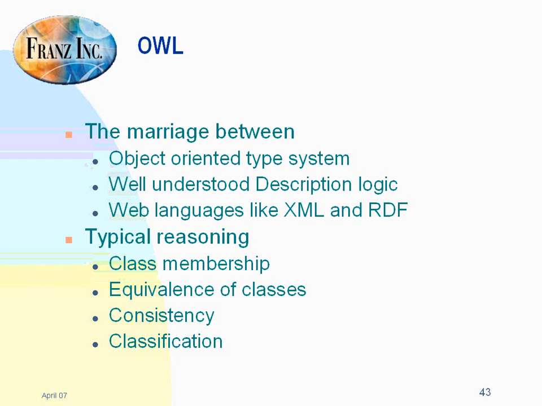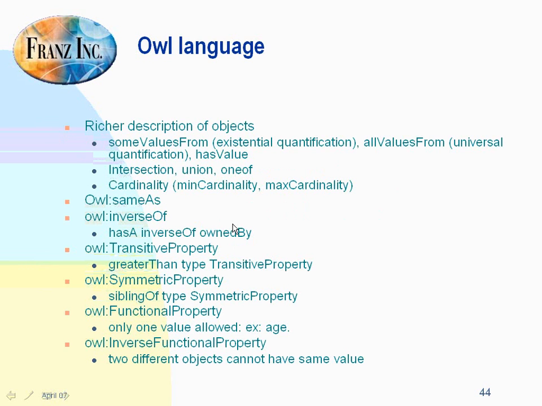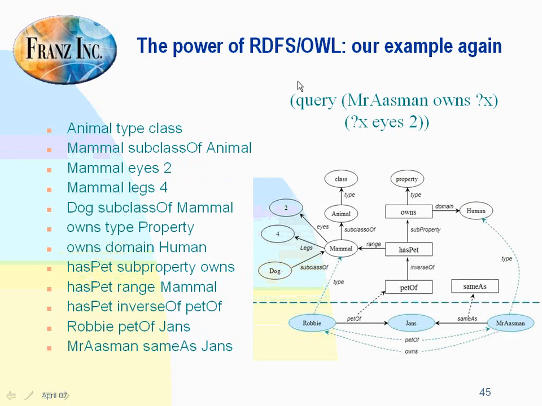So people added something else, which is OWL. It's basically a full logic, a description logic. So now we have something that is a marriage between an object-oriented type system and a well-understood description logic. And you can do all kinds of reasoning, especially class membership, equivalence of classes, see if the ontology that you wrote is consistent, and you can classify instances in your database. And there are a lot of new predicates in this OWL language, like same as, inverse of, transitive properties, semantic properties.